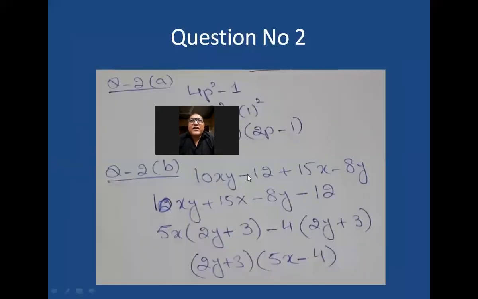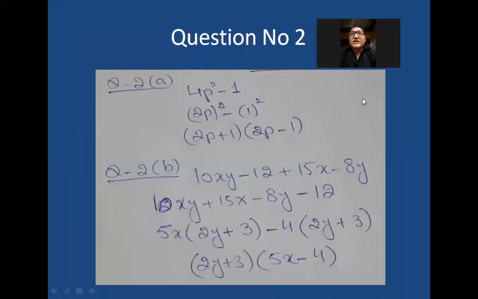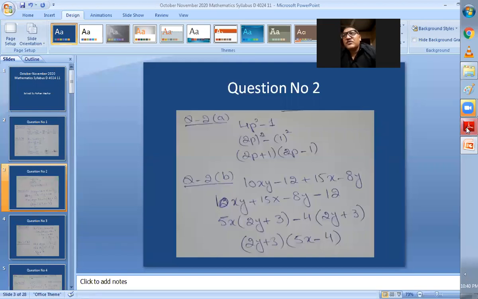Okay, so we have to factorize it. On your screen it's showing 4p square minus 1. 4p square means 4p whole square, and minus 1 is 1 square. Because you have two squares and a negative between them, it's like a difference of two squares. I will write 2p plus 1, 2p minus 1. You should remember that formula: a square minus b square equals a plus b into a minus b. Hopefully you have understood this factorization. So let's move to the next question.